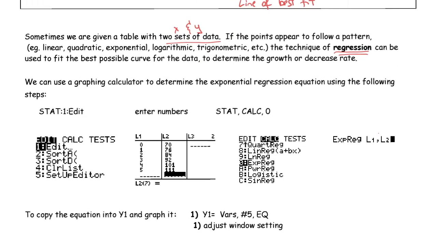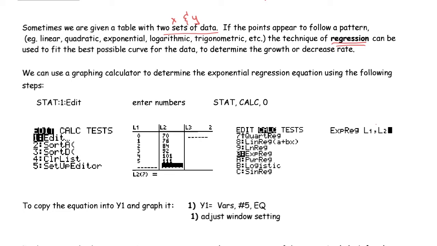So on our calculator, to determine the exponential regression, first of all, we're going to press the stat button. That's going to open up a screen that looks like what you're seeing right there. And first of all, we want to enter in our data. So we have to go into edit.